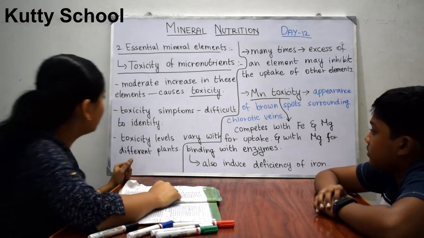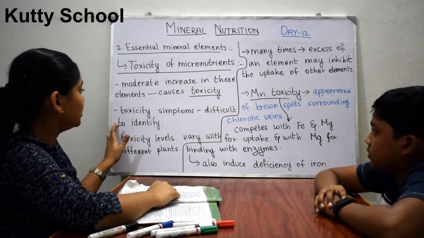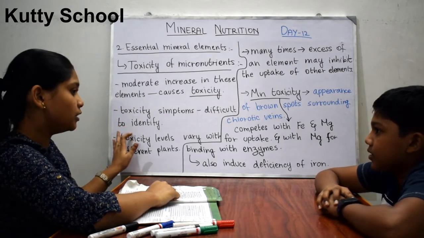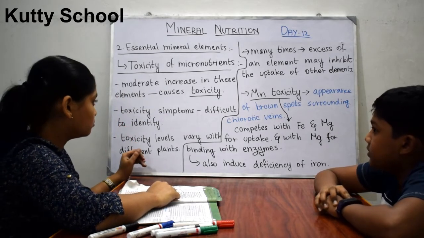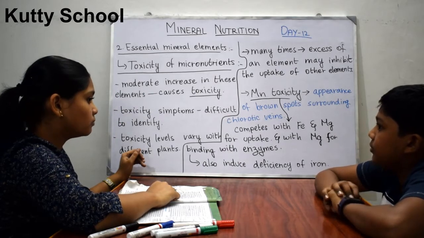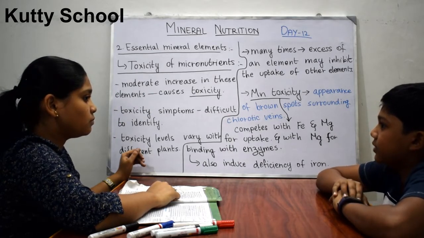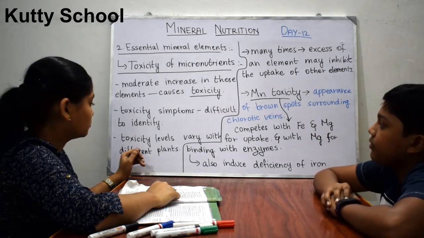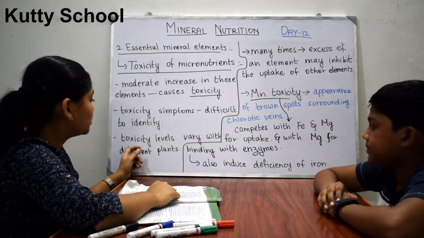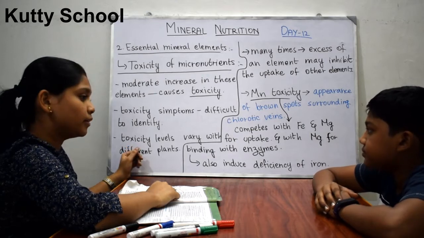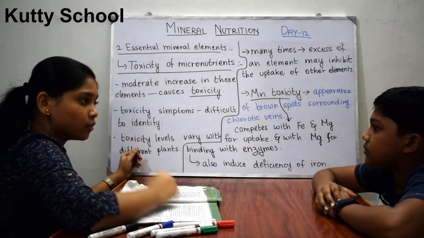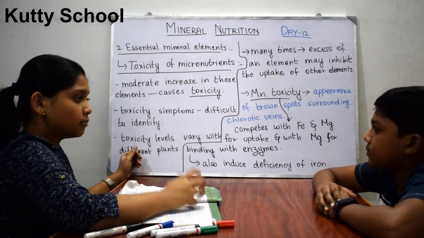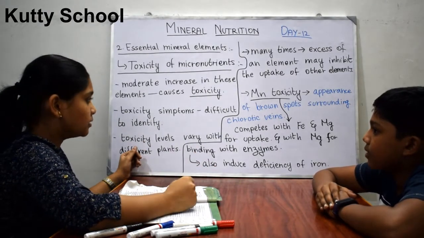Toxicity symptoms are difficult to identify. We should look at the cells under a microscope, because from the outer look of the plant we cannot identify them. Toxicity levels also vary with different plants. Some plants can withstand the toxic level, and some plants cannot.